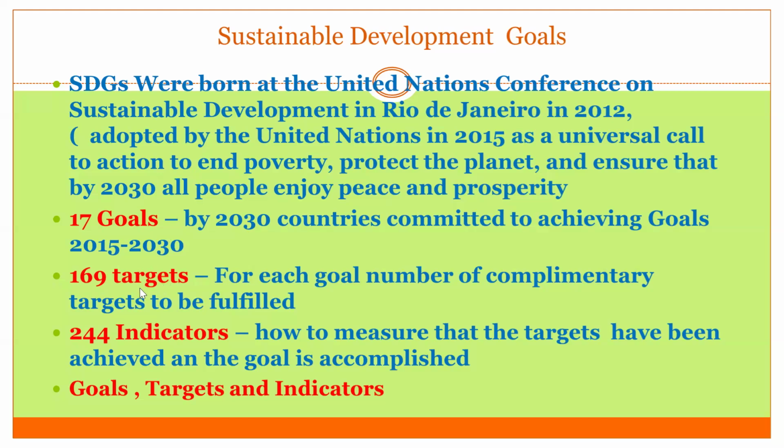So there are 169 targets related to these goals. 17 goals, 169 targets, and how do they monitor whether we have achieved targets? That is, there are 244 indicators. How to measure that the targets have been achieved and the goal is accomplished.